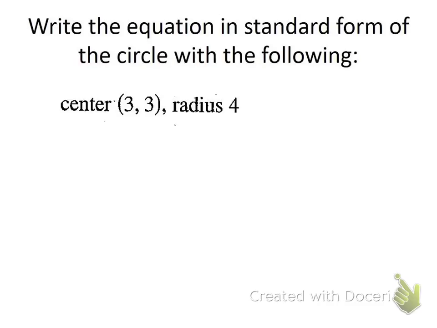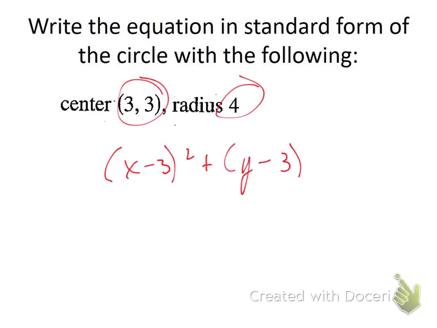And that's it. Even easier than that is if you know the center and the radius already, this becomes really, really easy. (x minus 3) squared plus (y minus 3) squared equals, make sure that you square that 4 and get 16. And that's your equation in standard form. Okay? So that tells you a little bit about graphing and writing equations of circles.